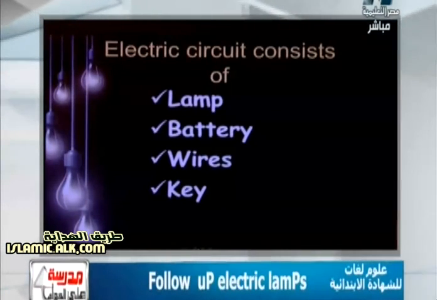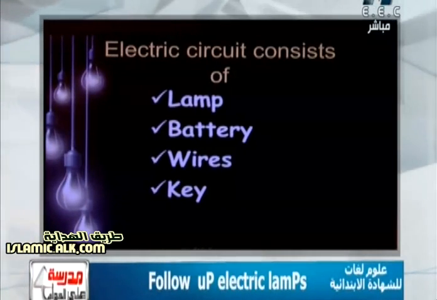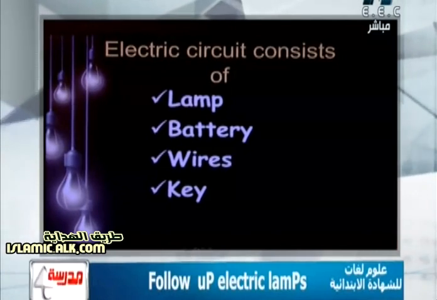So how to form an electric circuit? Let me draw. نرسم مع بعض how to form an electric circuit. ازاي اعمل دايرة كهربية. It's very easy, and I need at least three main parts, which are the lamp, the wire, and the battery, and sometimes I need the key to open and close the electric circuit. So let's start how to make the electric circuit.